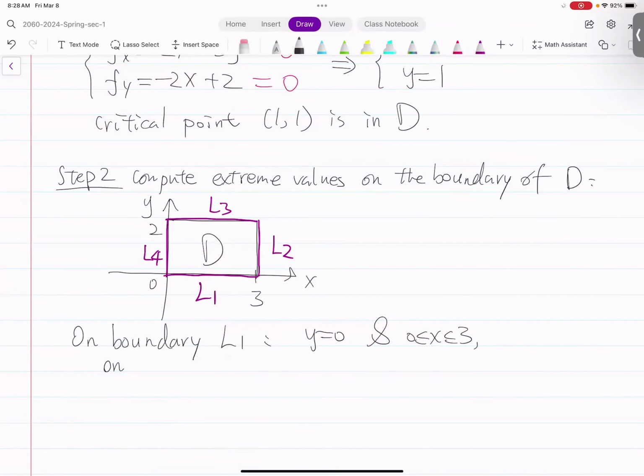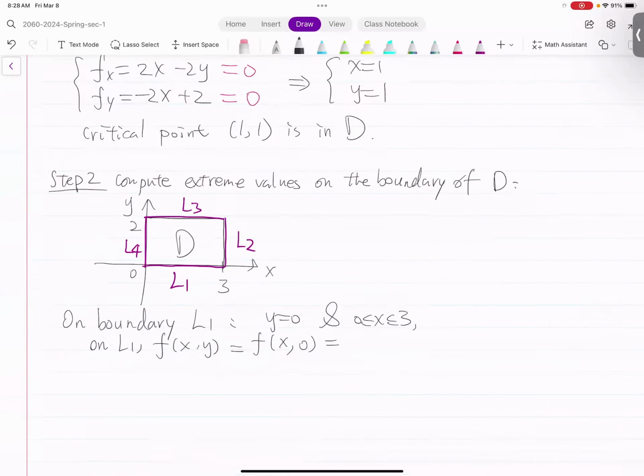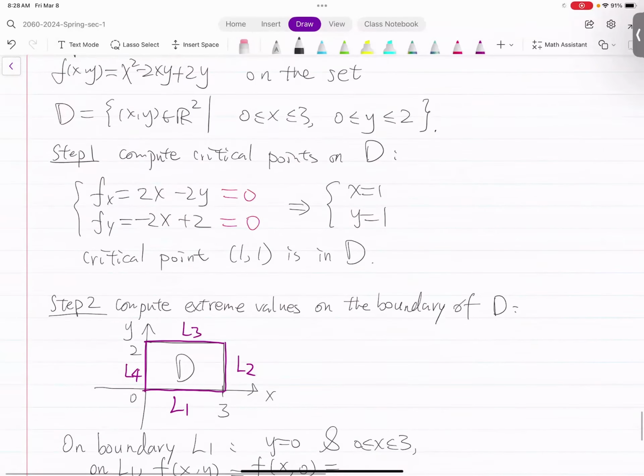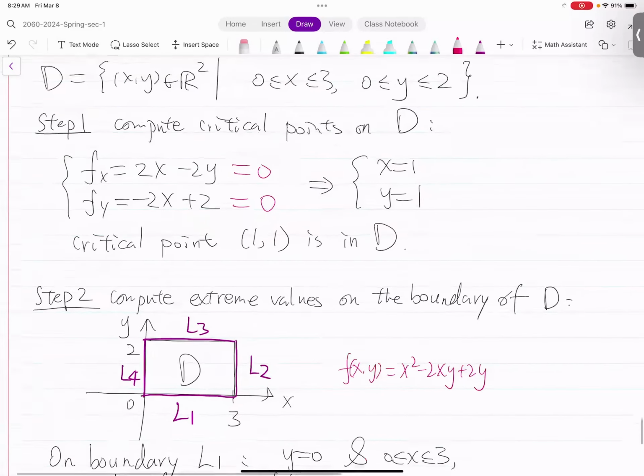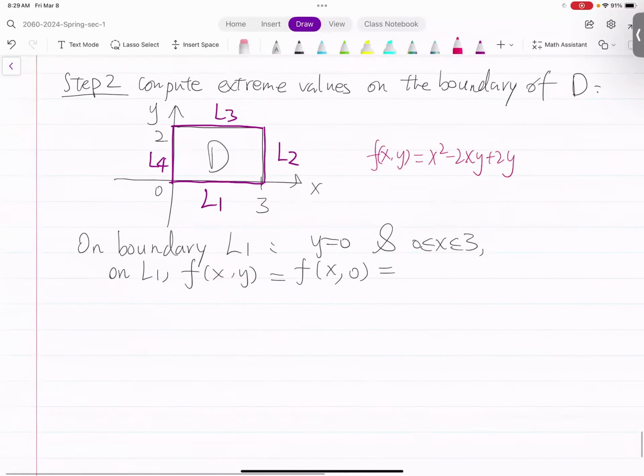So on L1, we just plug in for f of x,y. This is y equal to 0. X is free within the closed interval. Just recall what the function is. So f of x,y is x squared minus 2xy plus 2y. So when you plug in y equal to 0, you see only x squared is left behind.